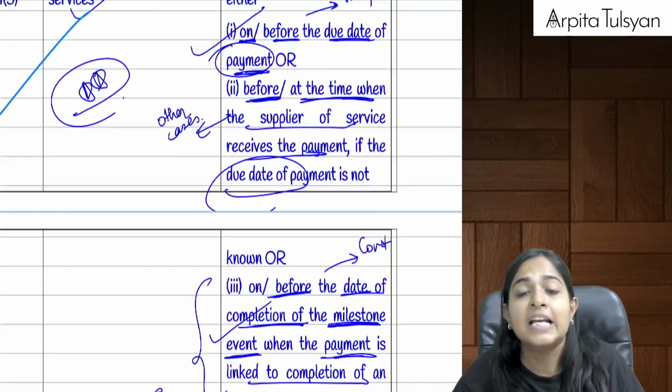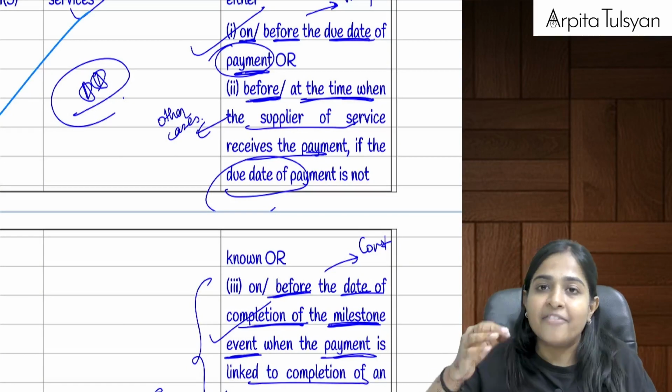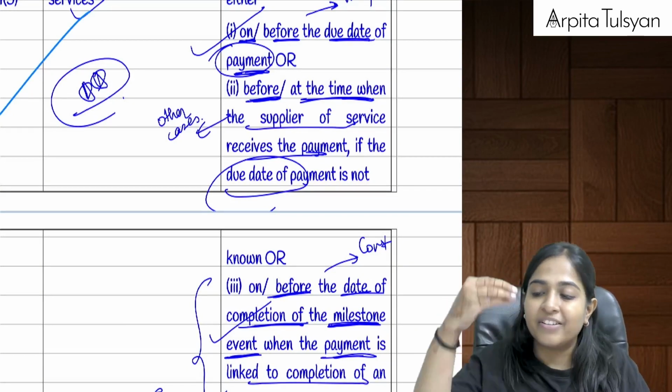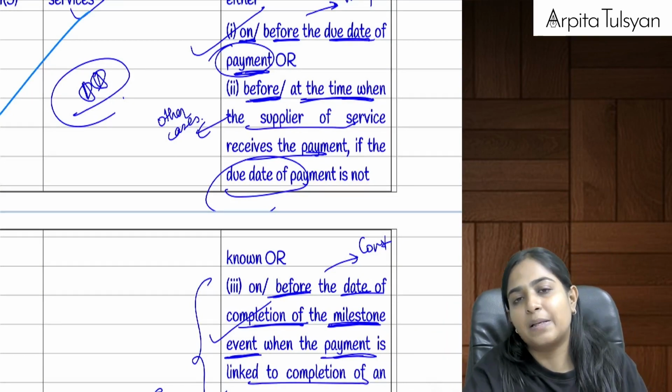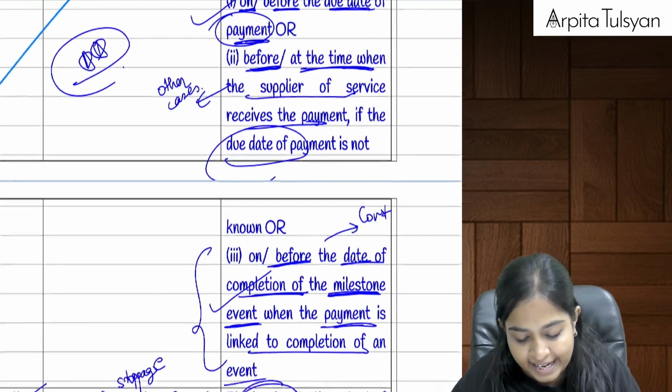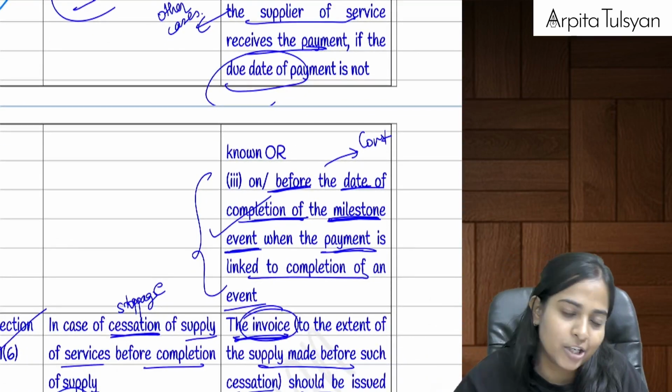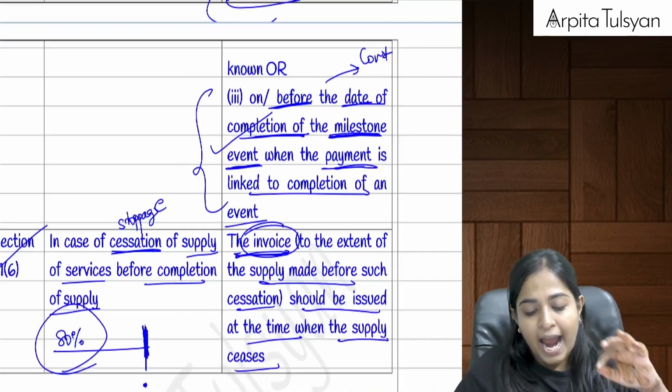Then in that case, whenever the recipient is making the payment to the supplier, on or before that date the invoice should be issued by the supplier.